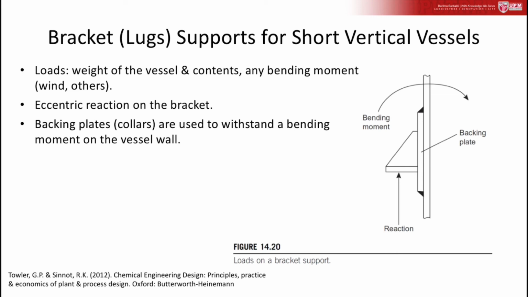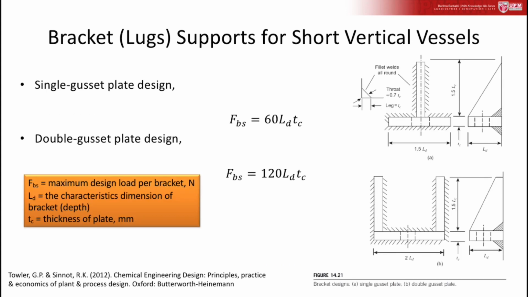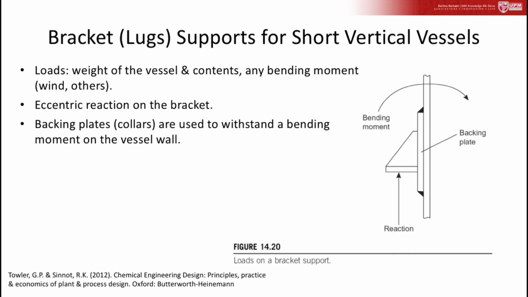The reaction on the bracket is eccentric, which means that the bracket will impose a bending moment on the vessel wall, around here. So the point of support at which the reaction acts should be made as close to the vessel wall as possible, allowing for the thickness of any insulation.